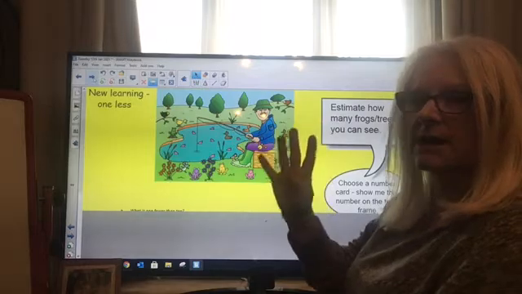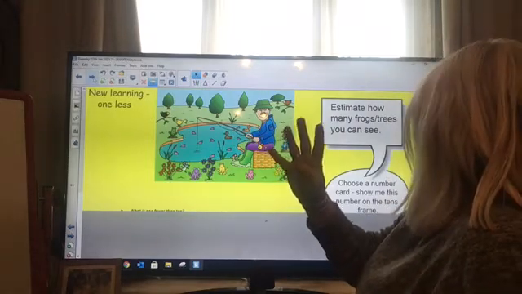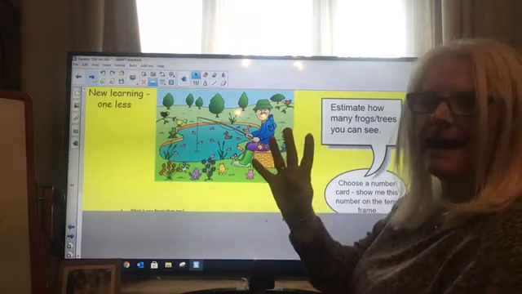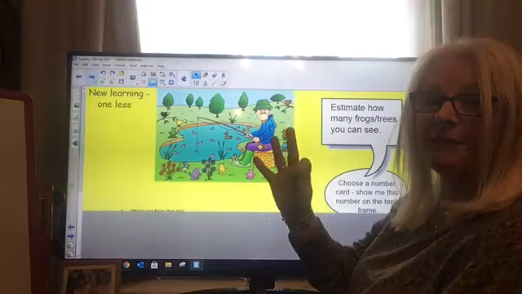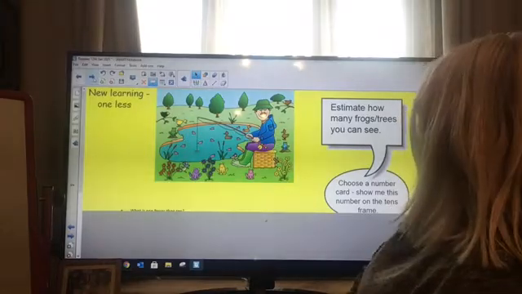Now if I've got 4 little froggies, how am I going to have one less? One less means one goes away, so it's 3. Good job. Right, let's do one last one.